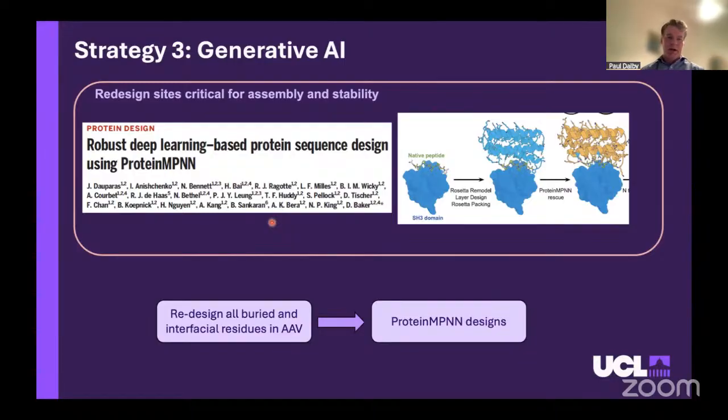form an intact capsid. Our approach that we took actually wasn't to redesign the whole protein, but we wanted to keep the function. So we left all the surface features intact, but modified all the internal residues, all the buried residues and interfaces between the subunits, and redesigned those completely.